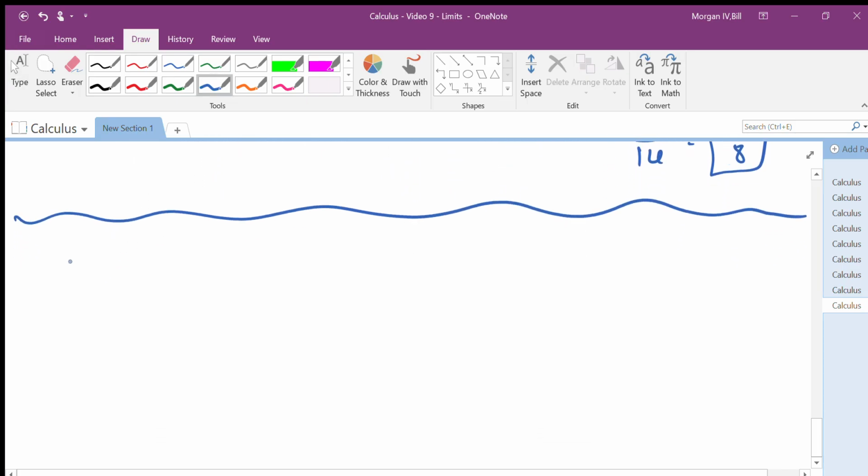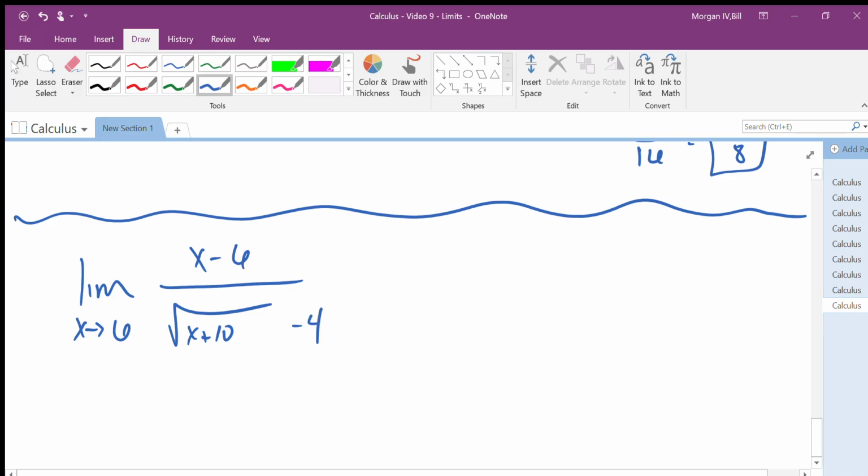How about the limit as x approaches 6 of x minus 6 over the square root of x plus 10, and then outside the square root there, minus 4. And if you look at this, you can probably see this goes to 0 over 0. 6 minus 6, 0. 6 plus 10, 16. Square root is 4. 4 minus 4, 0. That is 0 over 0.